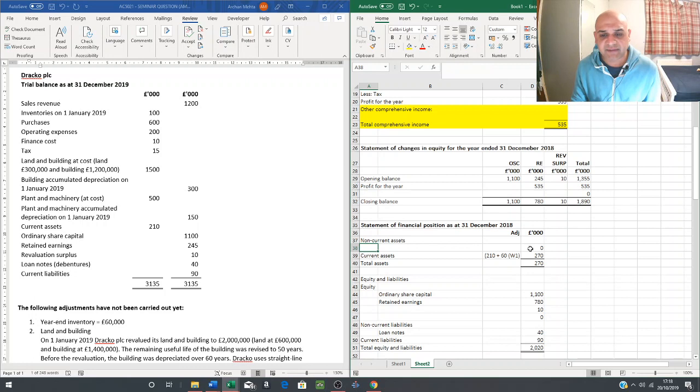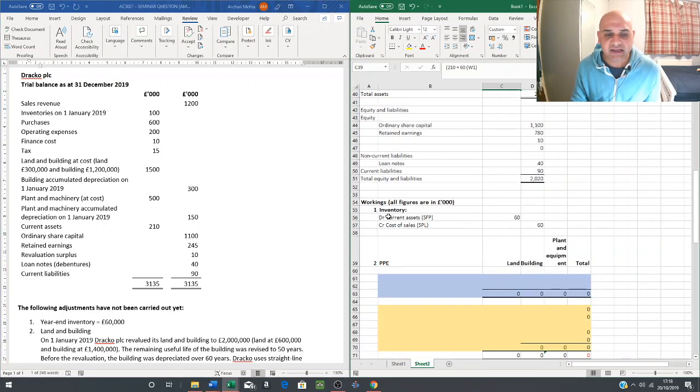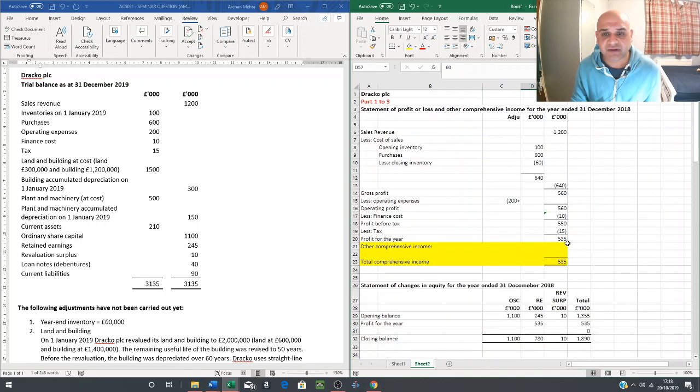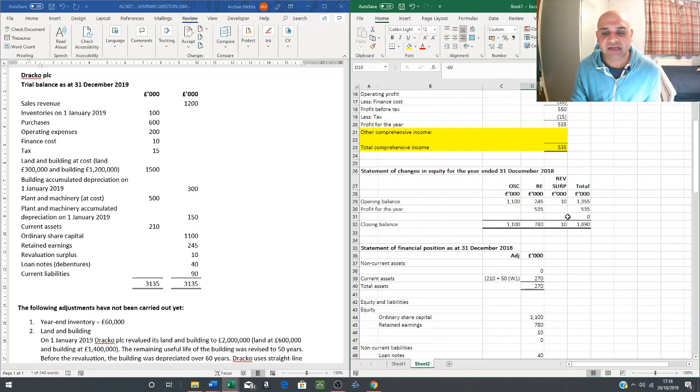The first item will be PPE, property, plant and equipment. We'll have to prepare a note for that to find the net book value or carrying value. Then we have current assets. That's 210 coming from the trial balance, and the 60 is the inventory, closing inventory. So the double entry for inventory is debit current assets or inventory in the statement of financial position, and credit cost of sales in the statement of profit or loss. So that's how we put 60 in the statement of profit or loss and 60 in the current assets.